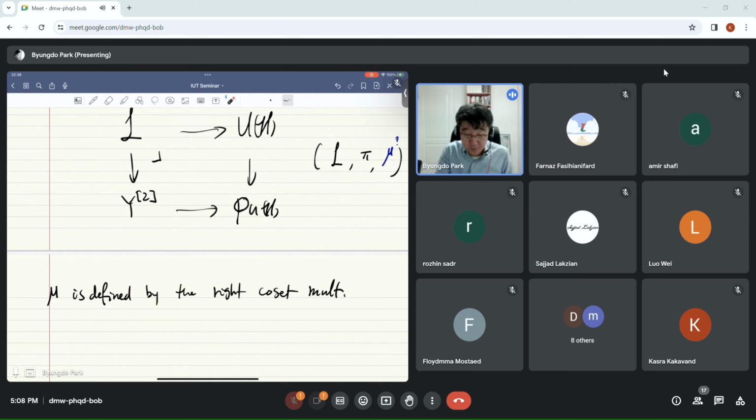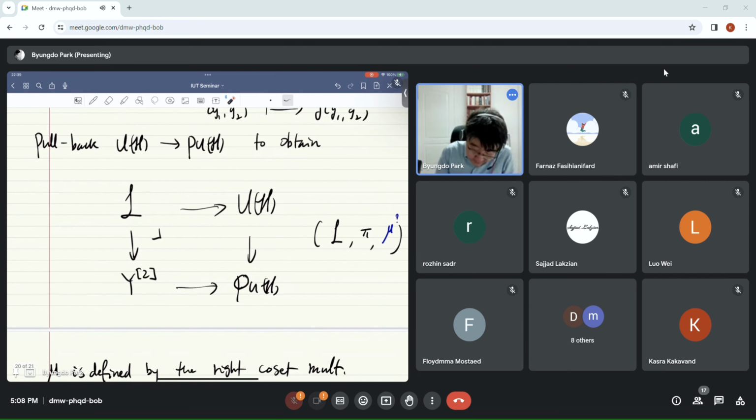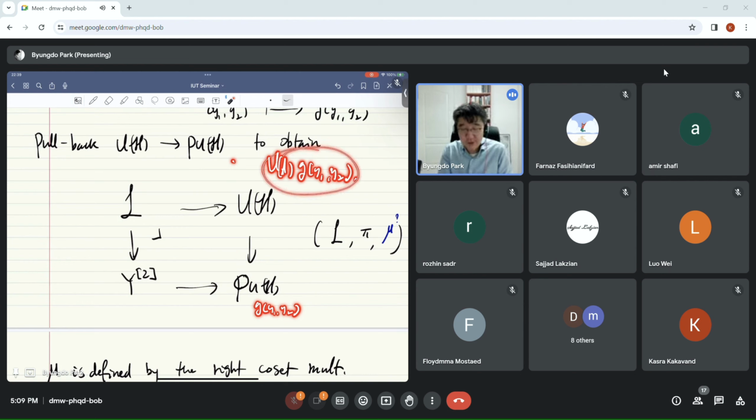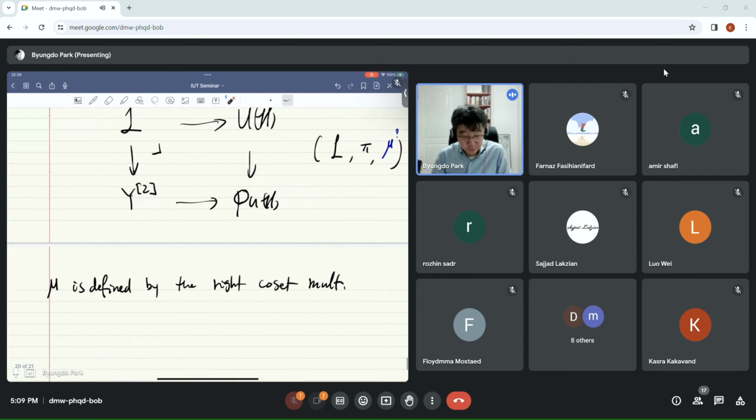Why? Because if you look at the fiber, then the fiber is always a U1 right coset. So for example, if you take an element here, like G of Y1, Y2, then the fiber here is going to be the U1 right coset. So these fibers, you can do this right coset multiplication, and that gives you the bundle gerbe structure.